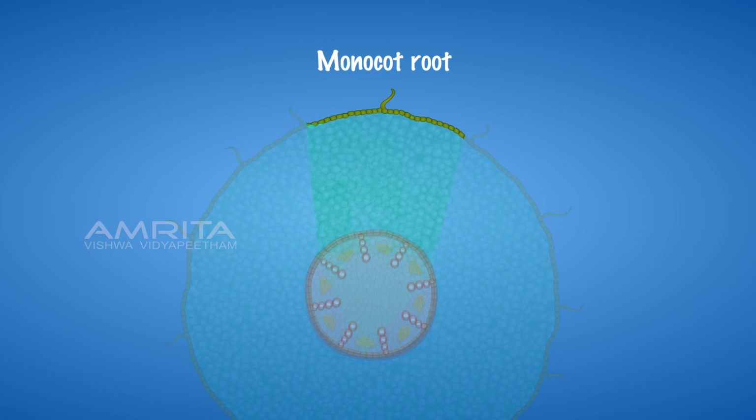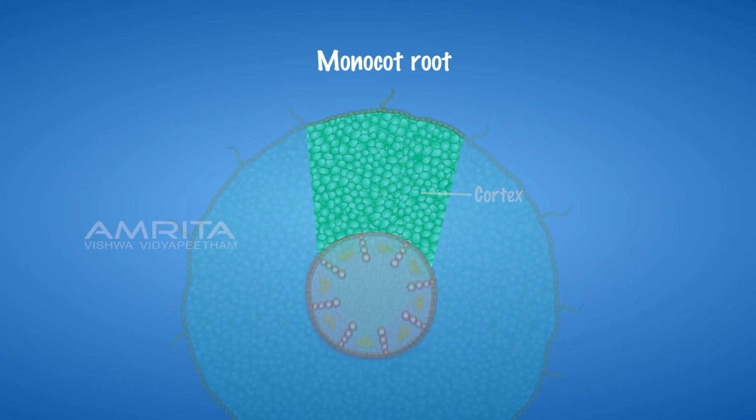A single layer of barrel-shaped cells make up the endodermis, which separates the cortex from the vascular tissues. As in dicots, the monocot root also has a large cortex made up of many layers of parenchyma cells.